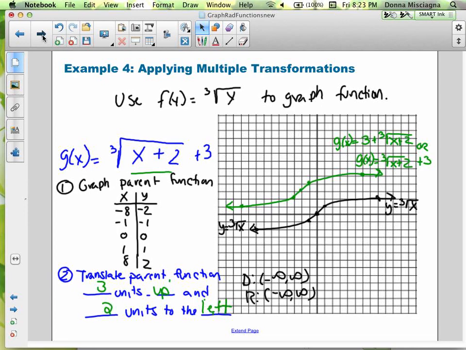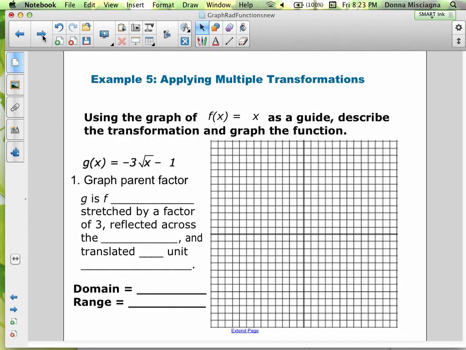That was example 4, multiple transformations. I forget how many I have, maybe 6 or 7. Probably closer to 7, maybe 8.